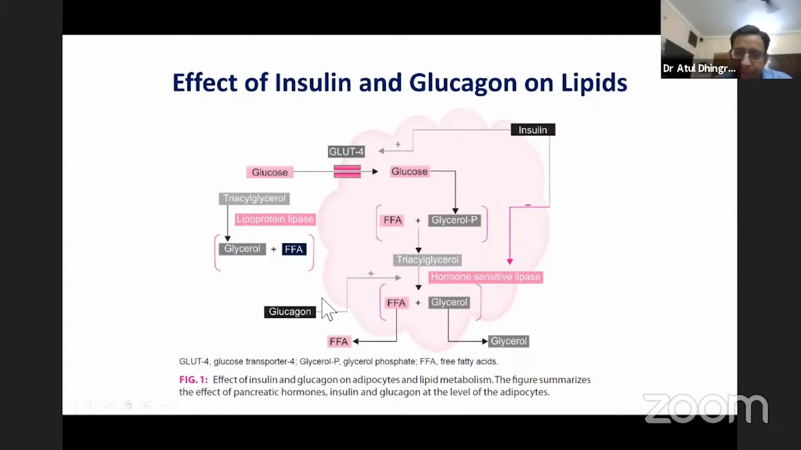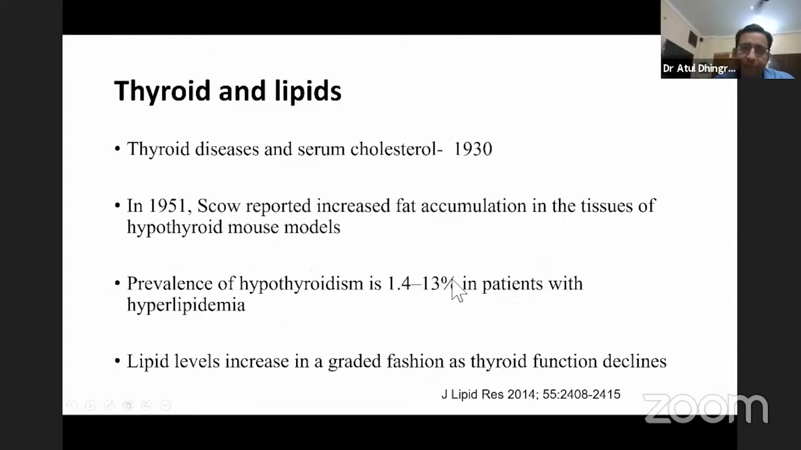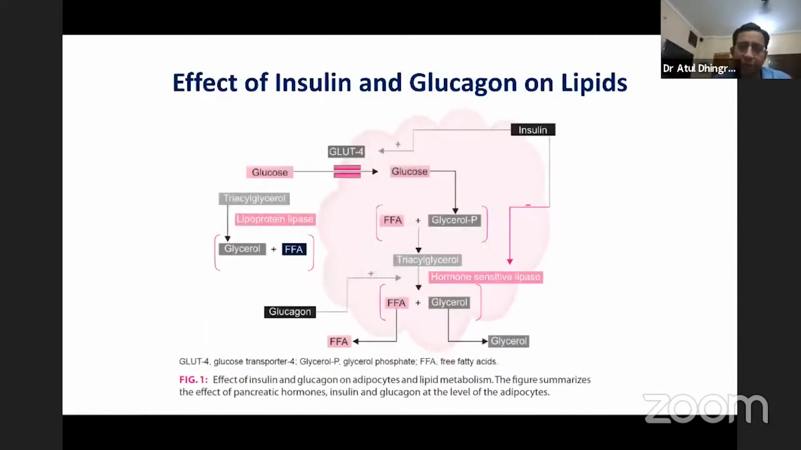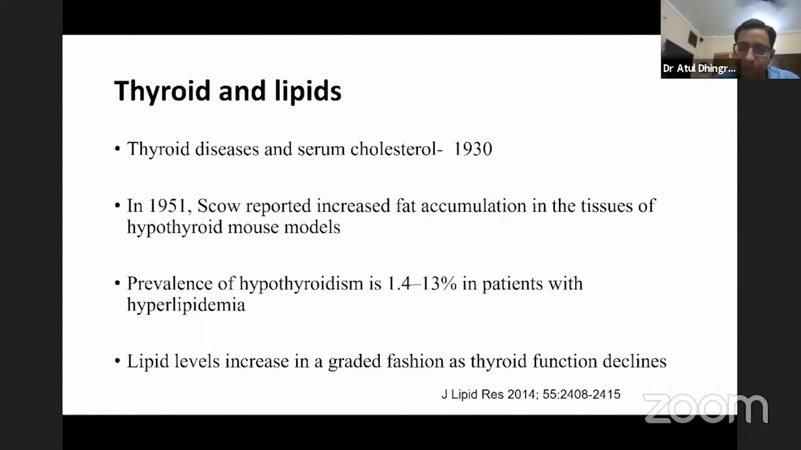So this is where glucagon acts. Glucagon has a positive effect on hormone sensitive lipase. Insulin has a negative effect on hormone sensitive lipase. So this is where I will limit my discussion on insulin and glucagon, because I believe it requires quite a large amount of time to just discuss these two molecules.